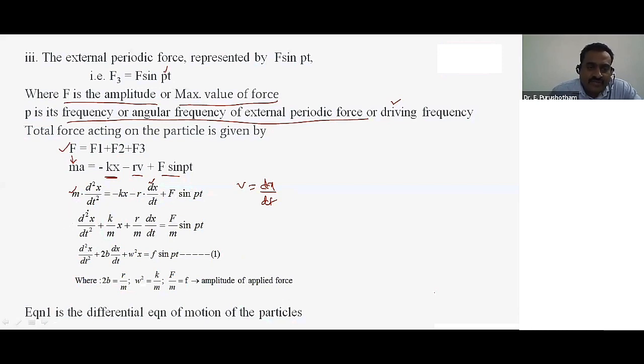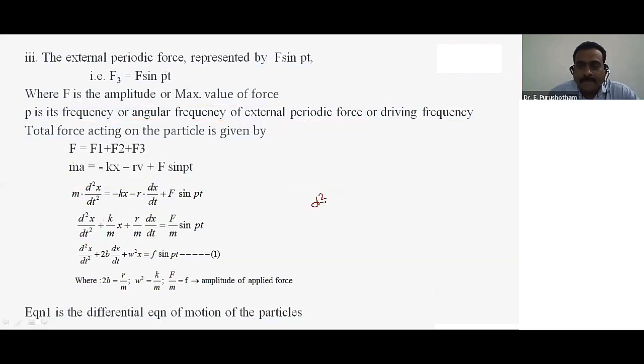So dividing by m, we can write d²x/dt² + (k/m)x + (r/m)dx/dt = (F/m) sin pt. So this r by m is the 2b, and k by m is omega square. This 2b is the damping coefficient.